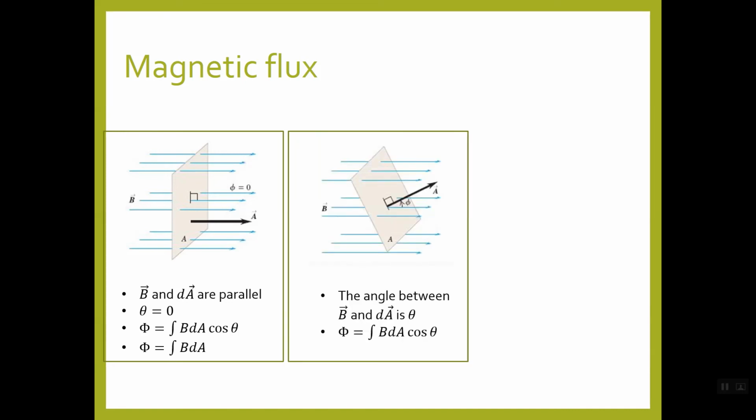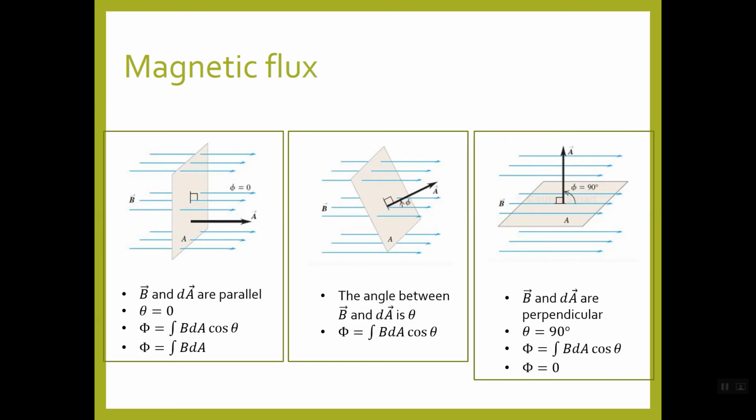If now we have an angle theta between B and dA, then our flux is B dA cosine theta. This is an intermediate situation where it's not maximum, because we're only counting the component of the magnetic field normal to the surface, or parallel to the normal of the surface, towards the magnetic flux.